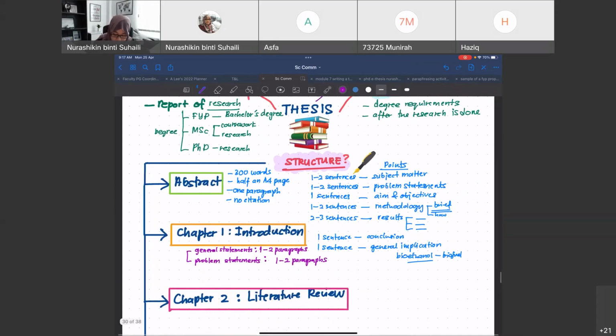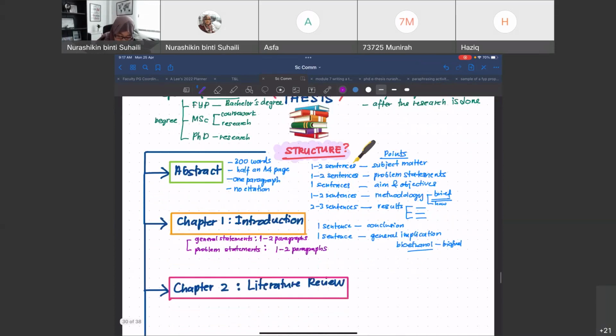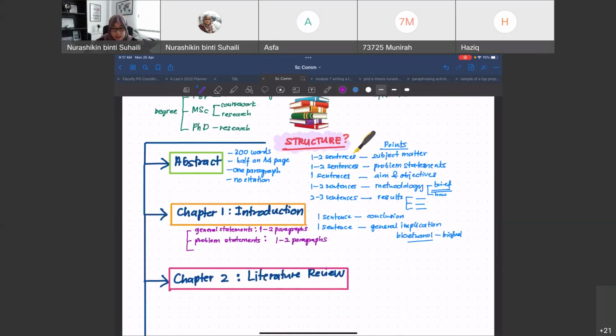All right, problem statements: one or two paragraphs. I think this is quite similar to the proposal and doesn't differ that much. And then, after you state the problem, of course you want to say the aim and objective of your research, how you want to solve the problems. So you should have aim and objective, which is going to be, I think, one paragraph.